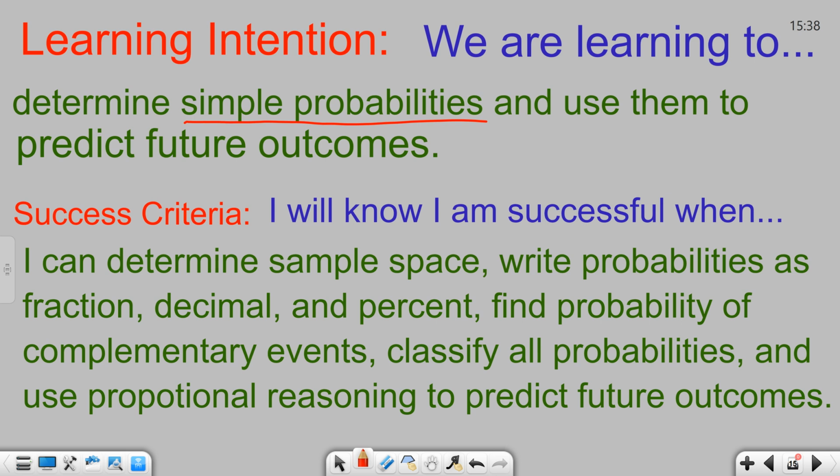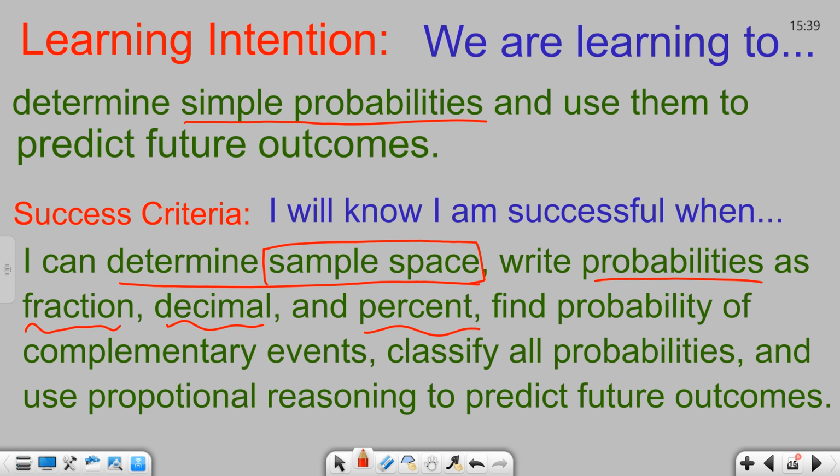How will you know when you're successful? You should be able to determine the sample space, which we'll talk about, sample space being all the possible outcomes. You can write probabilities in fraction form, decimal form, and in percent form. That goes back to when we just did fraction, decimal, percent. So generally you're going to start by writing the probability as a fraction, and you'll be able to convert that to a decimal and a percent.